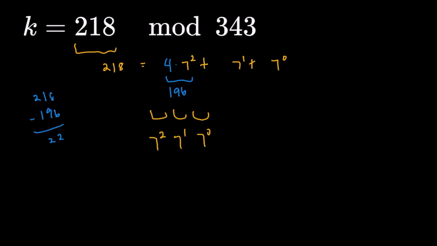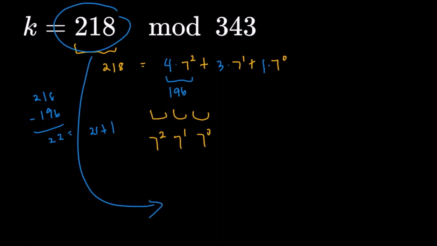All right, now 22 is 21 plus 1. I think that's pretty obvious, so 21 plus 1. So that's going to give me the 3 here and immediately the 1 here. So 218, if I express it in base 7, it's going to have digits 4, 3, and 1. We're not going to call it 431 anymore, but in base 7, the last 3 digits will be 4, 3, 1. And this will be our final answer.